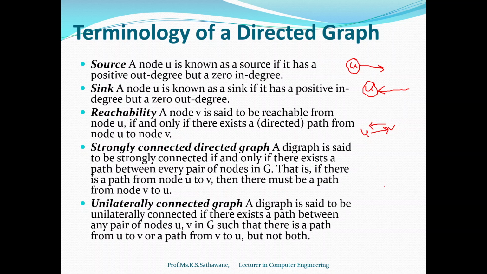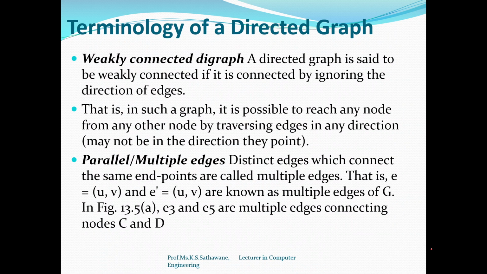That is, if there is a path from U to V, then there must be a path from V to U also. Okay. Now, unilaterally connected graph means a digraph is said to be unilaterally connected if there exists a path between any pair of nodes U, V in G such that there is a path from U to V or V to U, but not both. Okay. So such a graph is called a unilaterally connected graph.